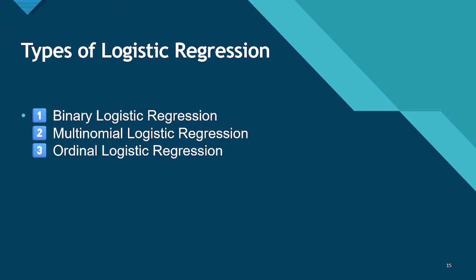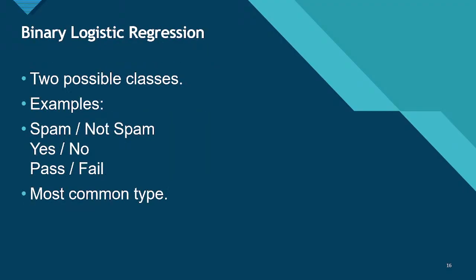The types of logistic regression. There are three types we will see. First is binary logistic regression, second is multinomial logistic regression, and third is ordinal logistic regression. Binary logistic regression has two possible classes.